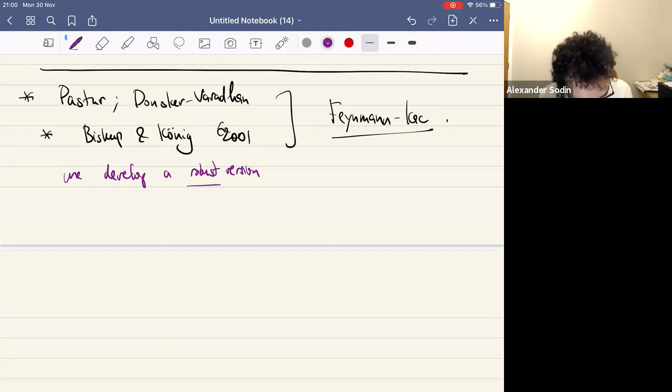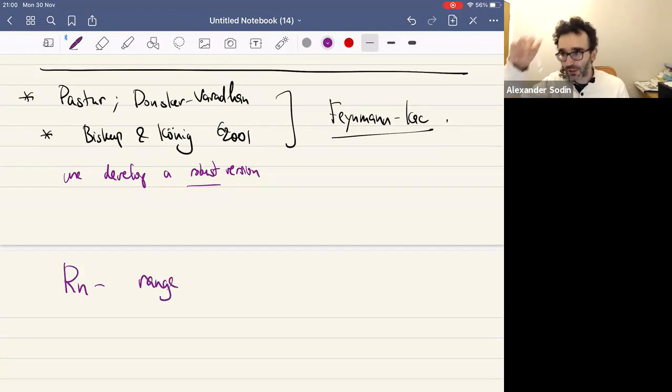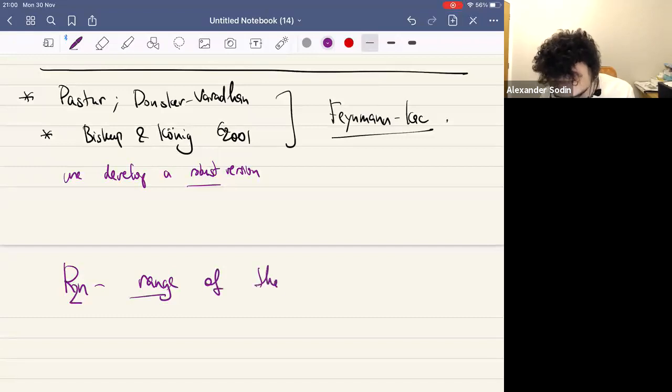So there is a balance between two things. Let's denote by R_n, or R_2n, the range. You remember our process is driven by the usual random walk, the motion of the empty square. The range is the collection of sites visited by the empty square in 2n steps.